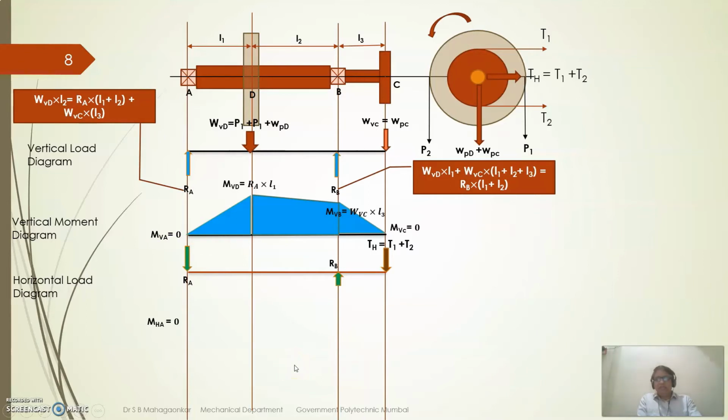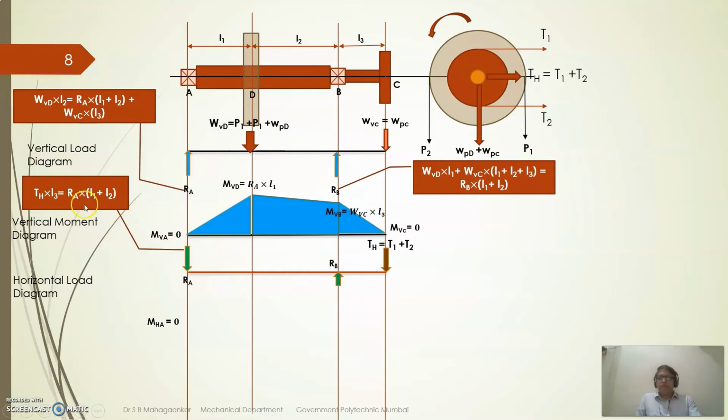Now taking the moment about B, I can get the RA value. Taking moment about B, the RB moment is 0. So this is anti-clockwise and this is clockwise. TH is clockwise, whereas RA is anti-clockwise. So TH into L3 is equal to RA into L1 plus L2.